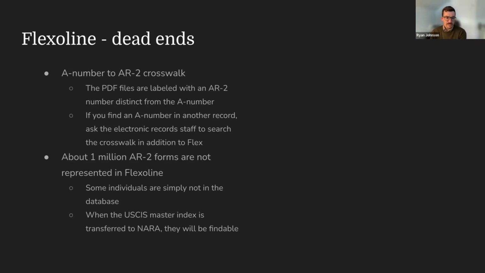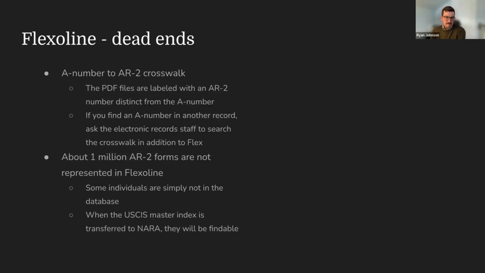When the archivists receive your request, they're going to use the A number to find the name of the digital file. And the way they do that is using what they call a crosswalk. They're looking up an A number on the crosswalk to get the AR2 number that's on a PDF file. If you happen to find an A number from another record, and they are out there, you can ask the electronic record staff to search their crosswalk in addition to flexoline. So if you're not finding your person in flexoline and you have an alien registration number or an A number, you can still ask the archivists to search.